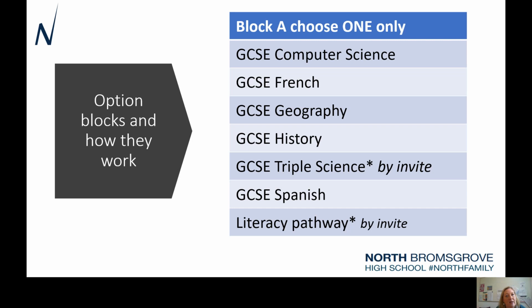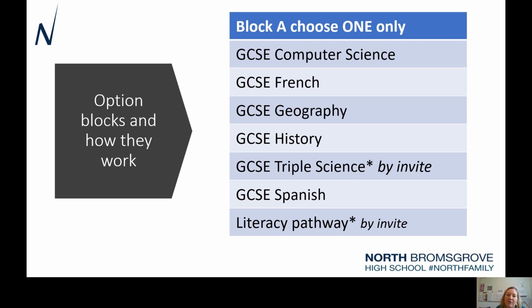So you'll get a choice of 4 blocks. Block A, you can only choose one from this block. So these are the subjects that I discussed a moment ago that are your EBAC subjects. So the subjects that are academic subjects, subjects that are quite spread with the skill base of geography, history, triple science, Spanish. And this block, you need to choose one thing from it. So you've got your options booklet, which will tell you in more detail the details about computer science, geography, history, etc. Triple science that you've got on here, as it says, is by invite.